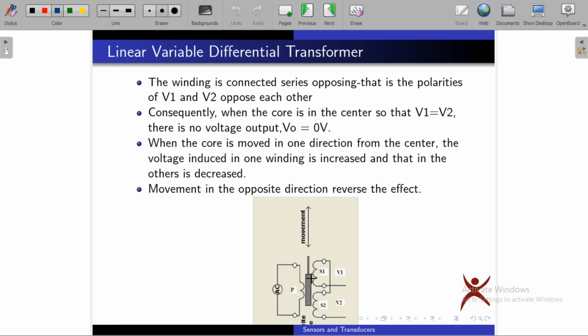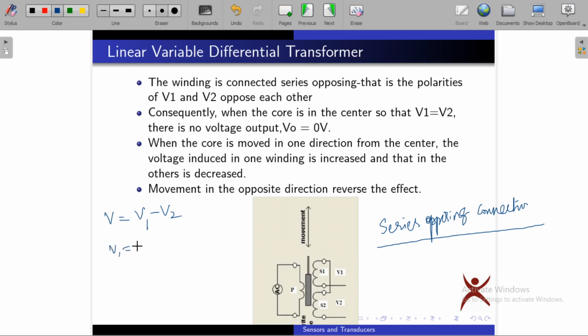Now, on the secondary side, you're going to have a series opposing connection. It means the total voltage on the secondary, V, is equal to V1 minus V2, because these two are opposing each other. Voltage at this point with respect to this point will be V equal to V1 minus V2. Now, if the core is at center, V1 will be equal to V2.